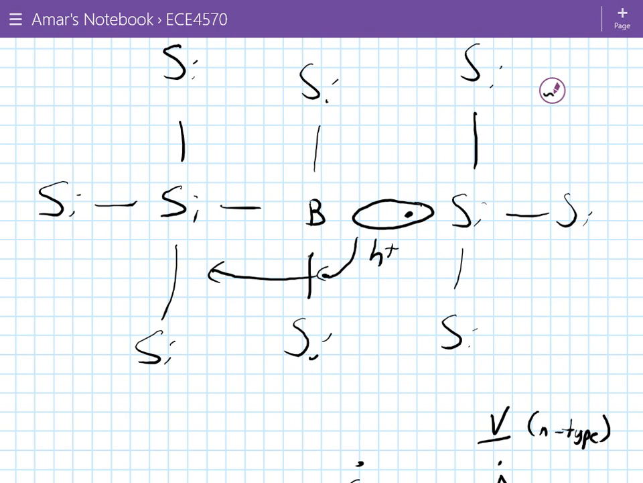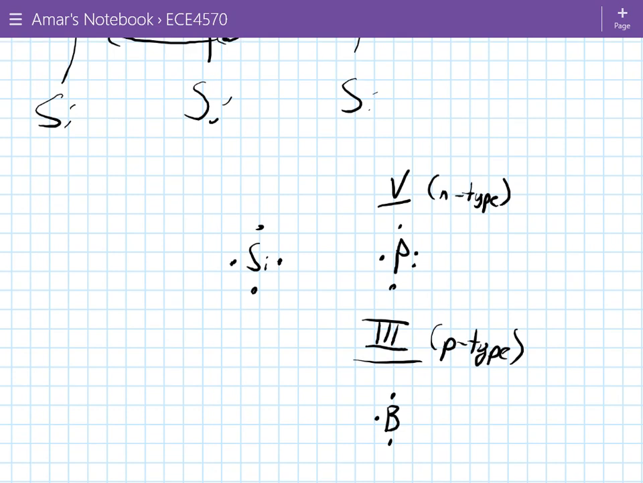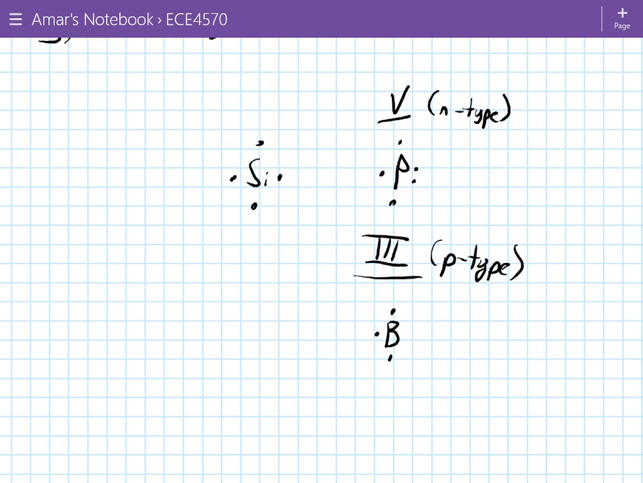Typically what we'll do is we'll dope with one type or the other. So if we want to get N-type, an N-type semiconductor is a semiconductor that has more electrons than holes. We dope with the column 5 element. If we want to get a semiconductor that has more holes than electrons, then we dope with column 3. If we were to have an N-type semiconductor, which band is responsible for conduction? In an N-type semiconductor? The conduction band. Right. So for an N-type semiconductor, we're creating electrons in the conduction band.